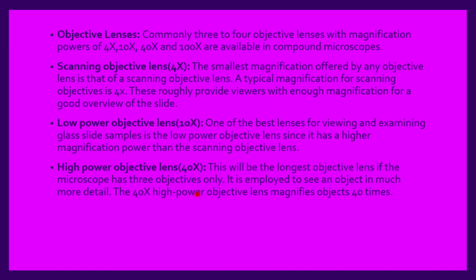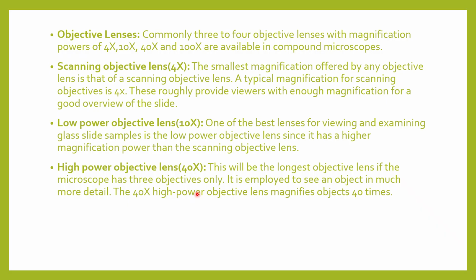Okay, now let us know something about objective lenses. As I told, there may be 3 to 4 objective lenses depending on the microscope. Commonly 3 to 4 objective lenses with magnification powers of 4x, 10x, 40x and 100x are available in compound microscopes. That means 4x, 10x, 40x and 100x is the capacity of magnification, how much it can magnify.